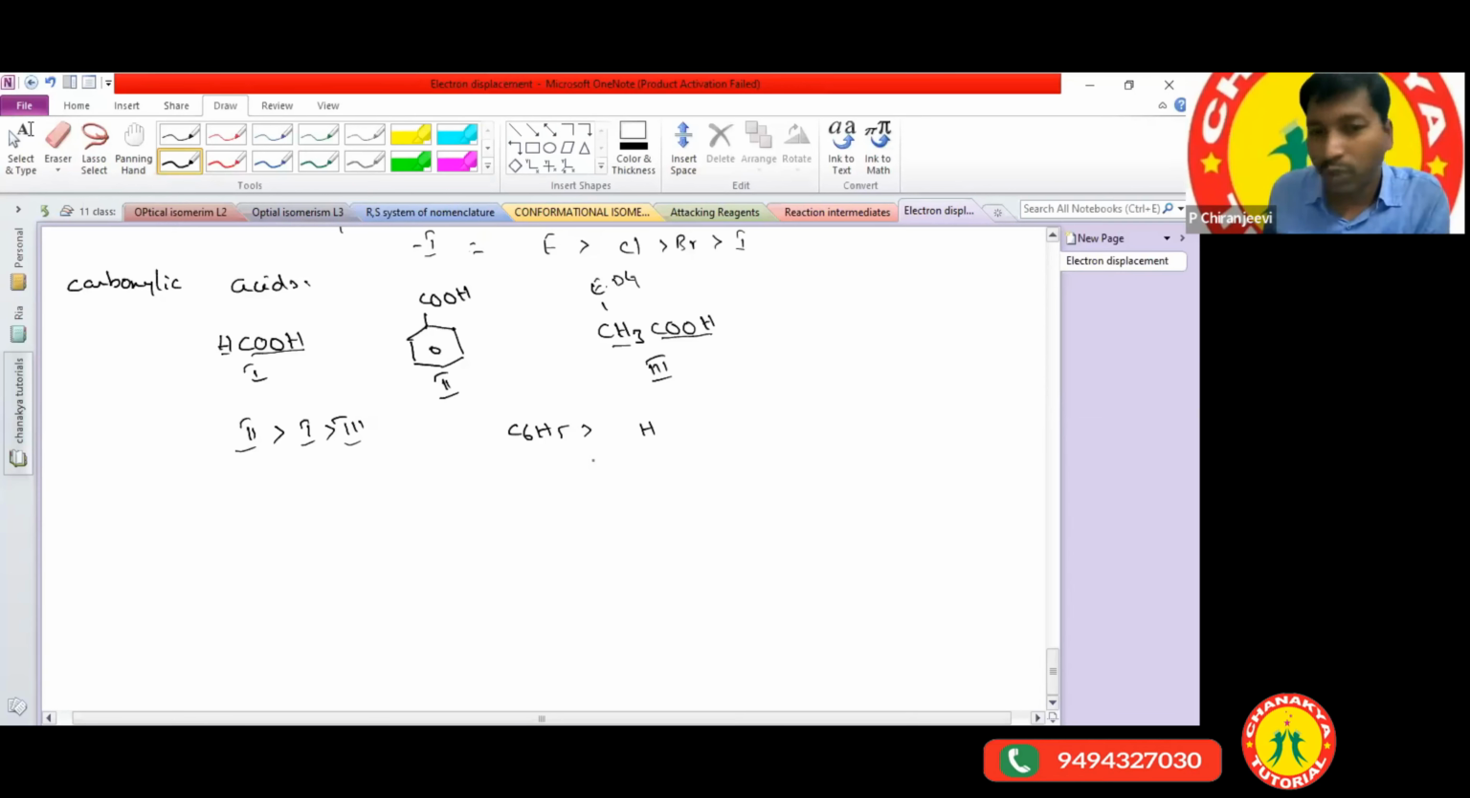But at the same time, if you observe, we have two groups. One is the electron donating group: the CH3 group is the electron donating group. But the benzene ring and hydrogen we can consider as electron withdrawing groups. In that, which one is the stronger electron withdrawing group? C6H5 is a stronger electron withdrawing group when compared with hydrogen. So that's why benzoic acid is more acidic than formic acid. Formic acid is more acidic than acetic acid.